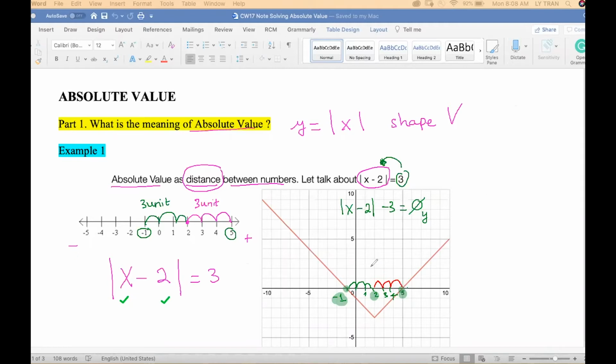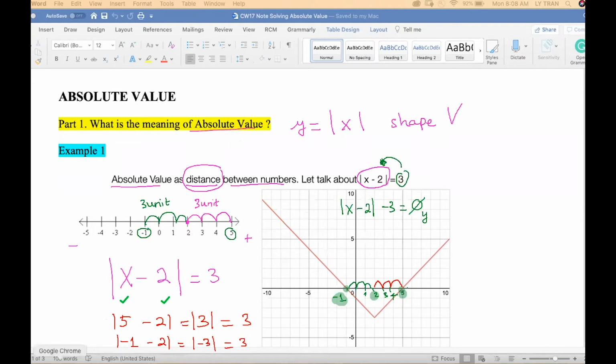Because distance can never be negative. No matter how close you are to a certain person, you always have a certain distance away from that person, right? So for that reason, you will have a positive 3 as an answer in here. But x could be negative 1, x could be 5, okay? So let's put that in here, and you can see 5 minus 2 equals 3. The absolute value of 3 is also 3. Now, what about negative 1 minus 2? It's going to give me the absolute value of negative 3, but it still also gives me 3 because, again, that's the meaning of distance.